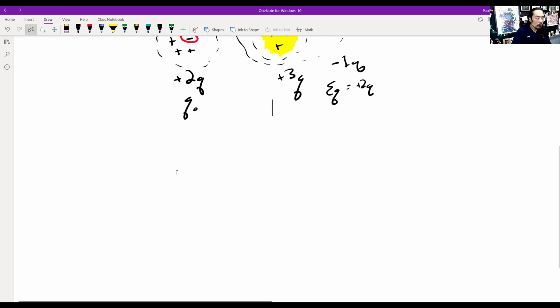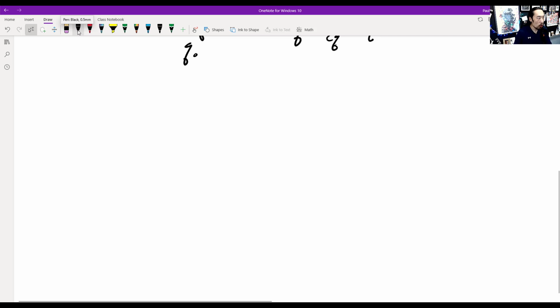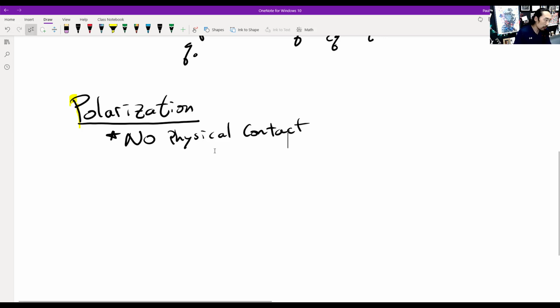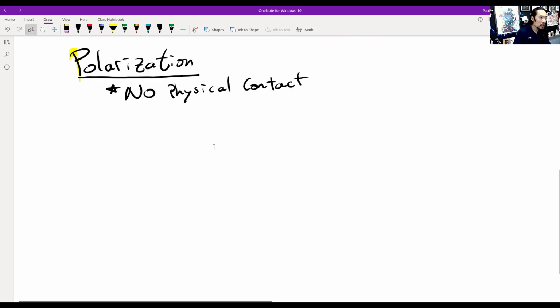All right. Now let's go into the methods of charging. The first method of charging is what we call polarization. With the idea of polarization, the big thing here is that there is no physical contact made. This is just a generic way of thinking about it. There could be contact that's involved in polarization, but let's just say there's no contact that is made.